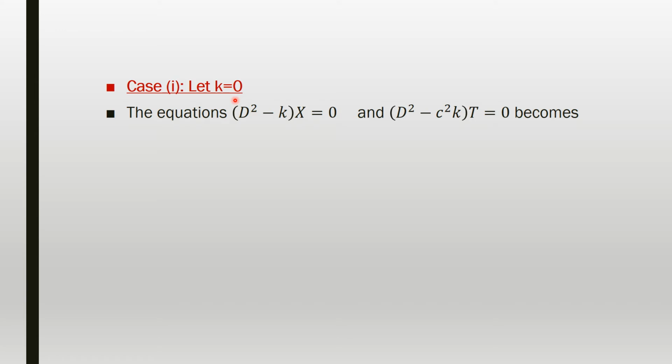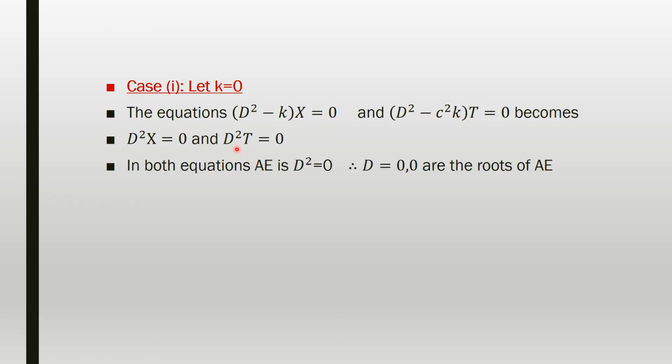So the equations that we derived just now, (D² - k)X = 0 and (D² - c²k)T = 0, become, putting k as 0, D²X = 0 and D²T = 0. So we get these equations. Now this is a second order homogeneous differential equation. Solving this by writing the auxiliary equation, for both differential equations the auxiliary equation is D² = 0.